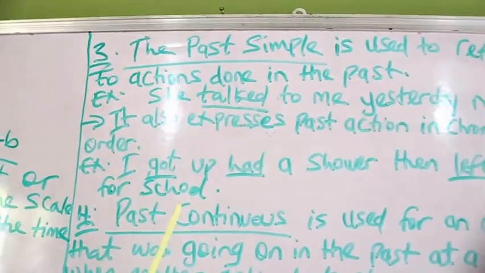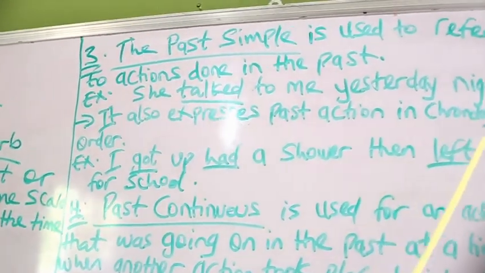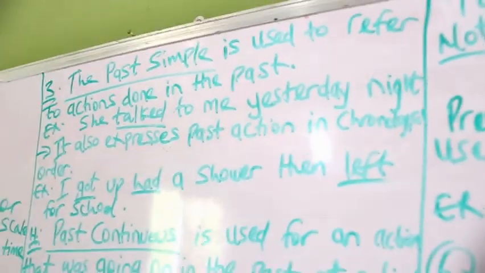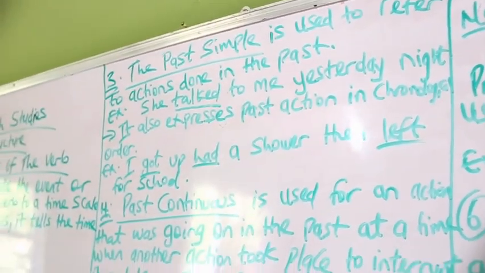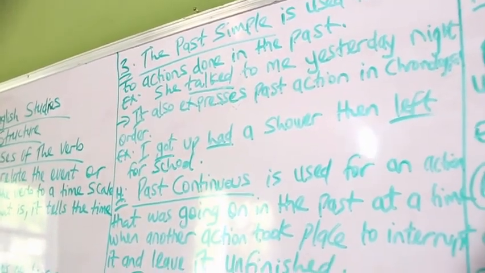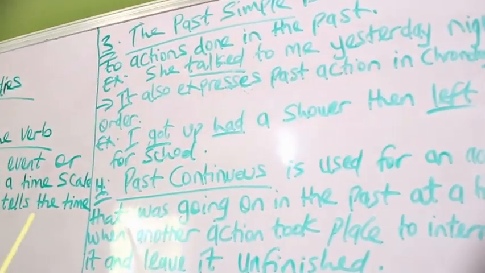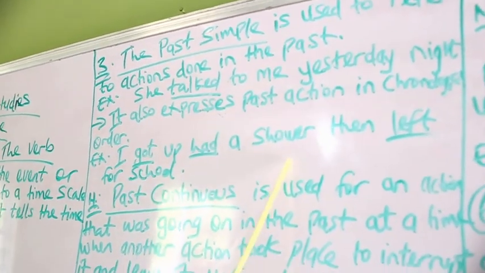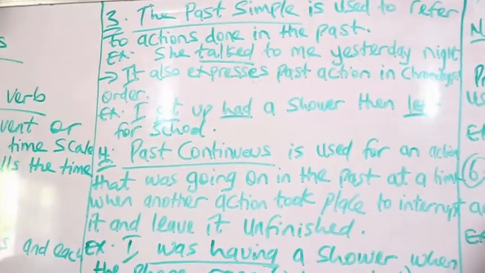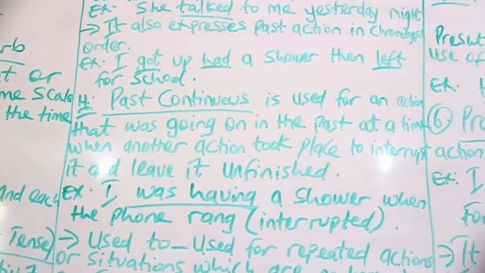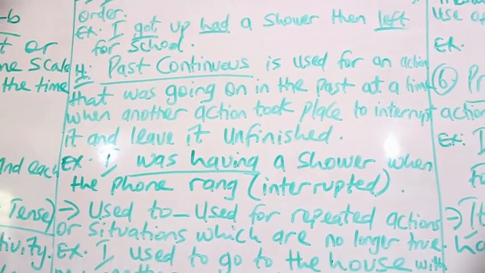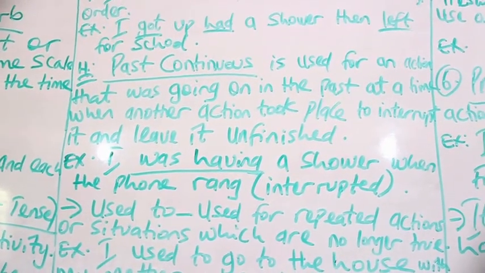Then it also expresses past actions in sequential and chronological order. Example, I got up, had a shower, then left for school. You know, all these actions and activities happened in the past. When I got up, I had my shower, then left for school.